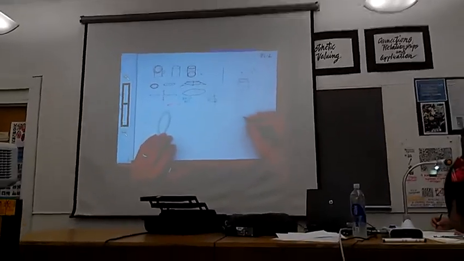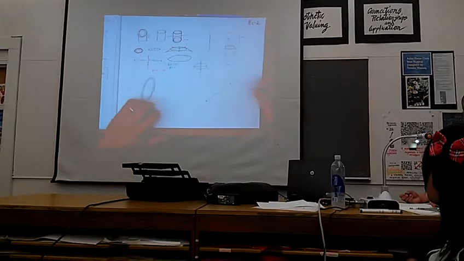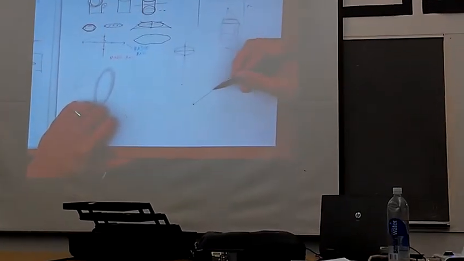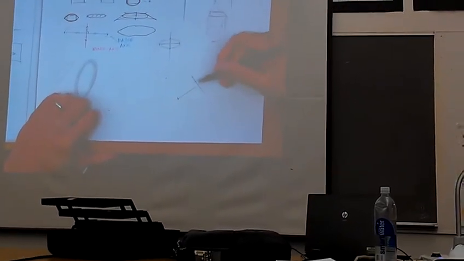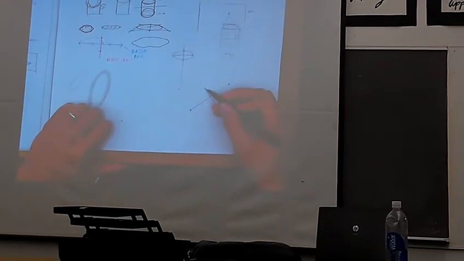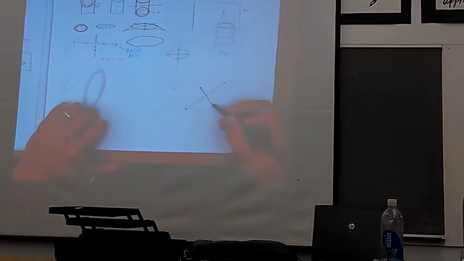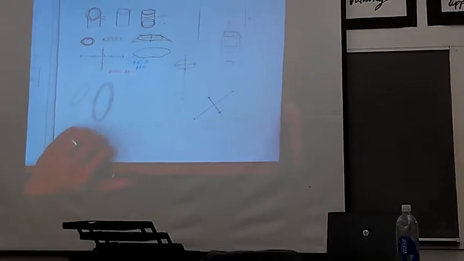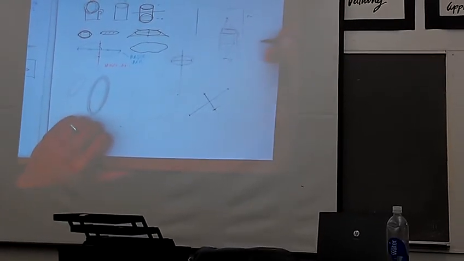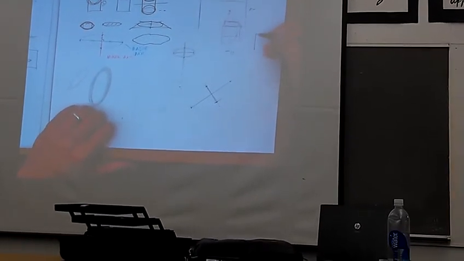Let's say you have a line like this, and that represents your major. And this represents your minor. Okay, let's talk about a little truth of cubes or squares and circles.